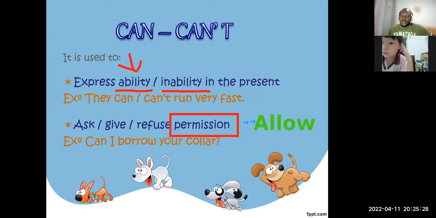Can I borrow your collar? What answer can you say? Yes, you can. No, you can't. Very good. So that is simple and straightforward, right? That is when you're asking for permission.